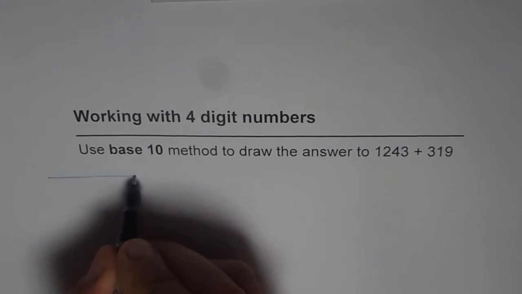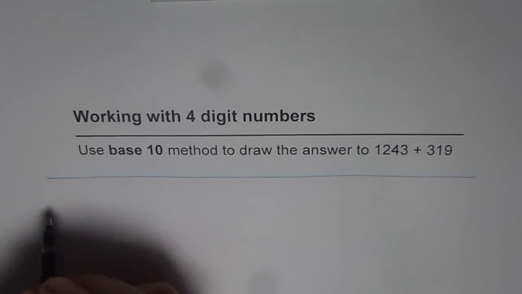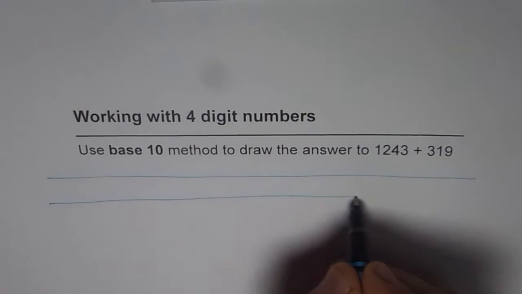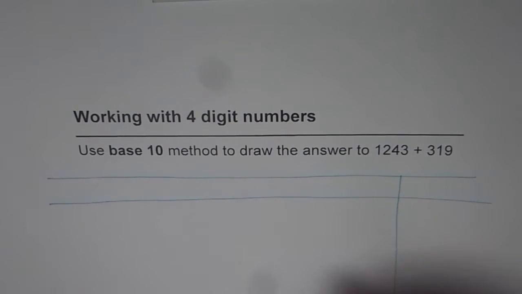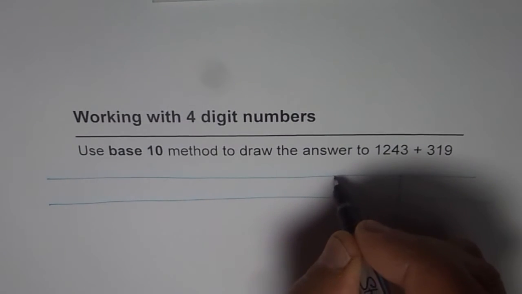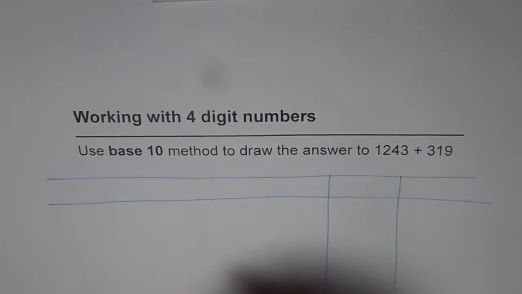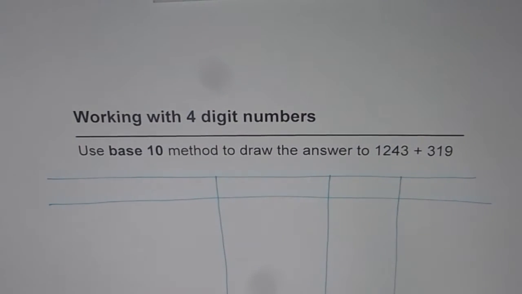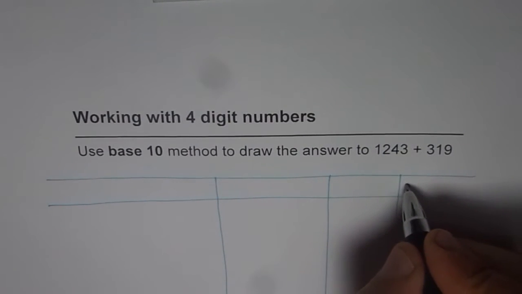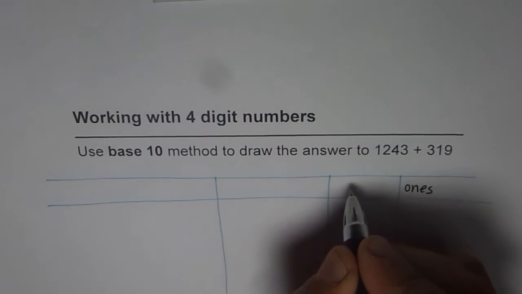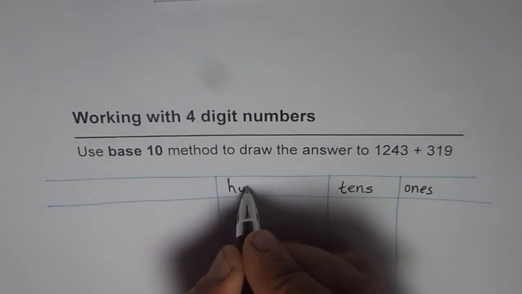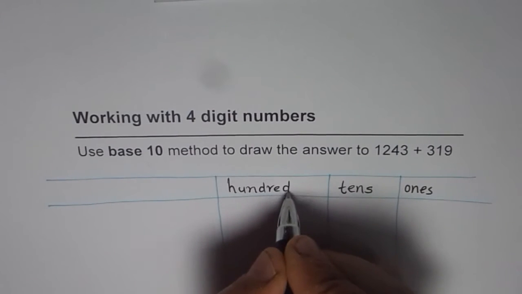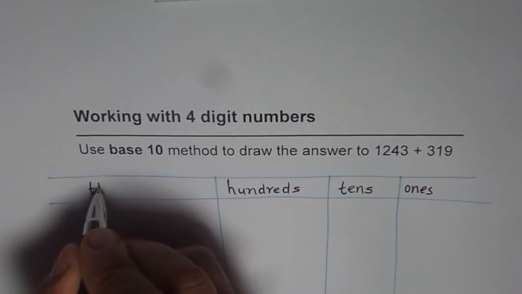So first I will draw the table so that we could write ones, tens, hundreds and thousands in this table, right? Let's say this is ones, then we have tens, hundreds and thousands, right? So that's a place value chart for us.